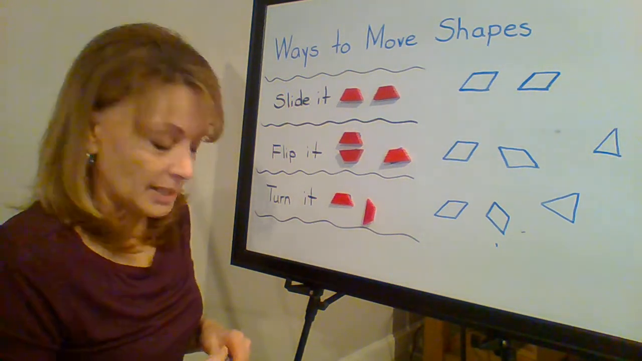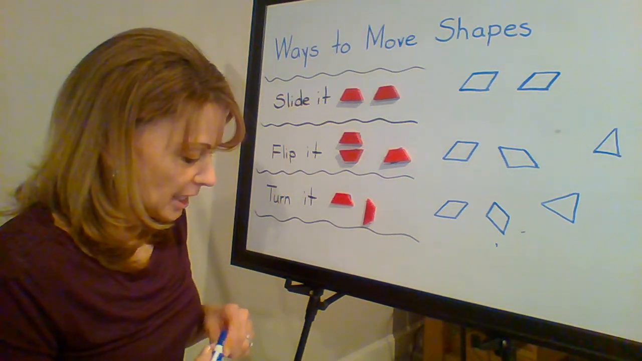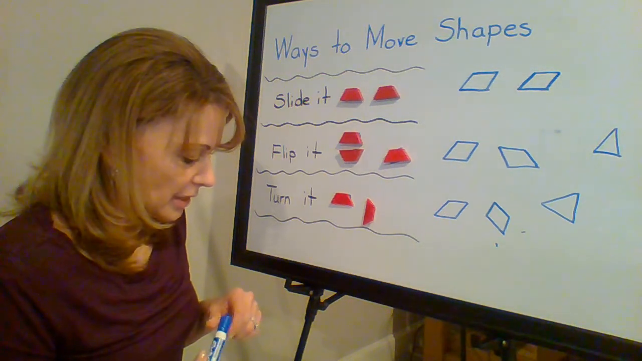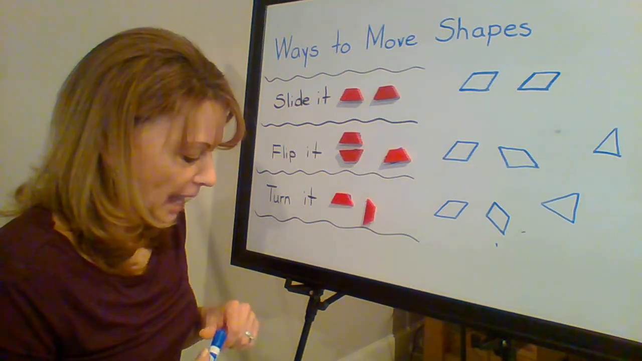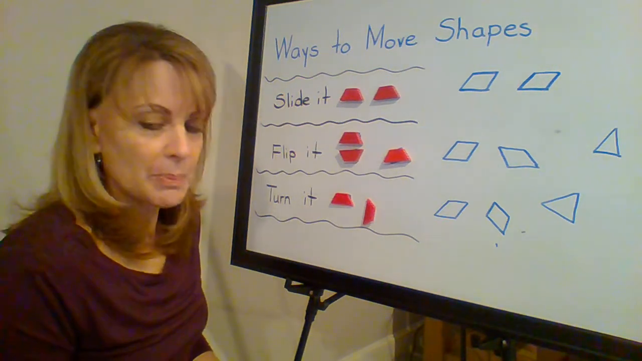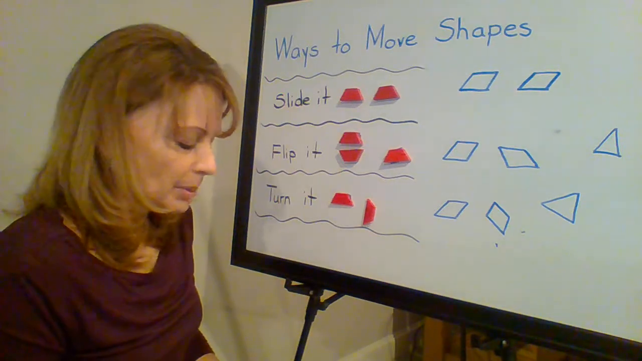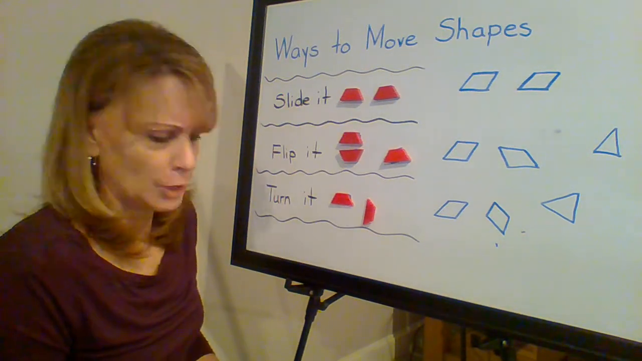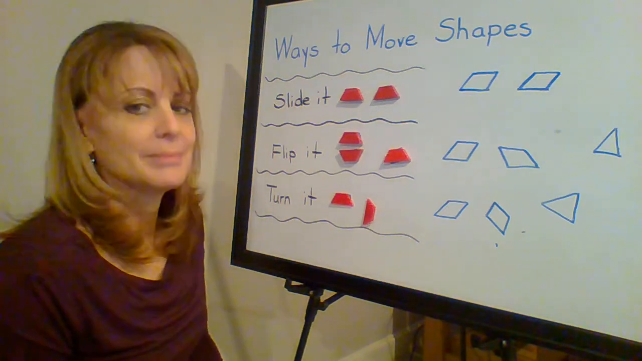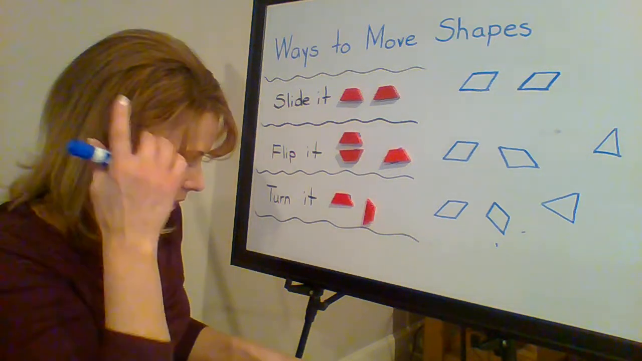Number 8, it says, Max has 4 shapes. He flipped each shape. Circle the shapes that look the same after Max flipped them. So look at the first shape. If you flip that, will it look the same? Yes, go ahead and circle it. How about the second shape? No. How about the third shape? How about the fourth shape? Yes, if you flip a square, it's going to look like a square.